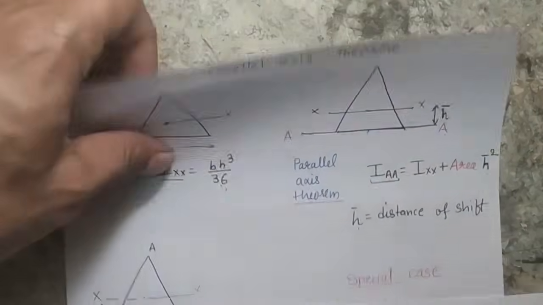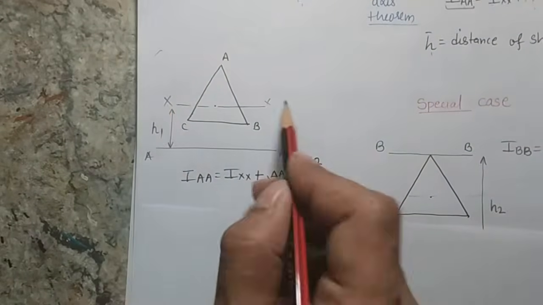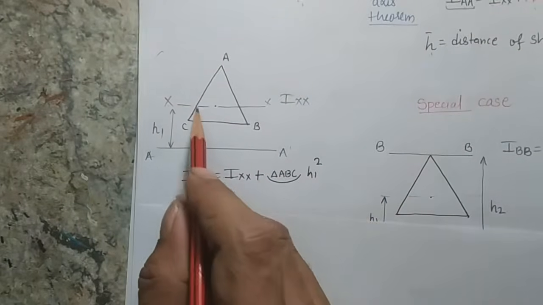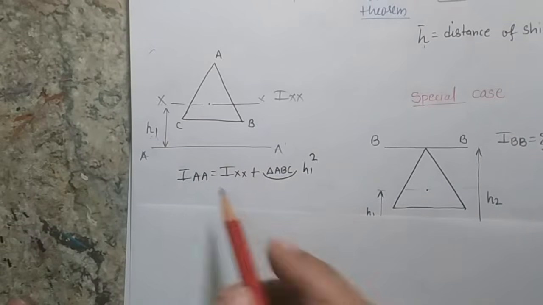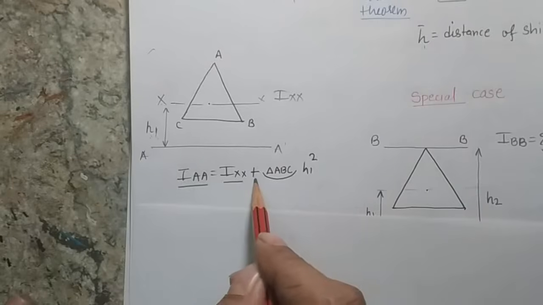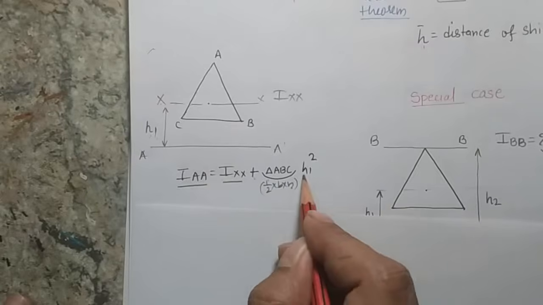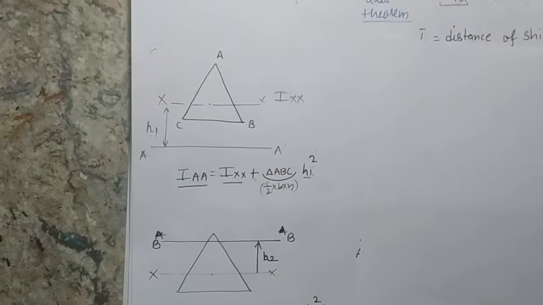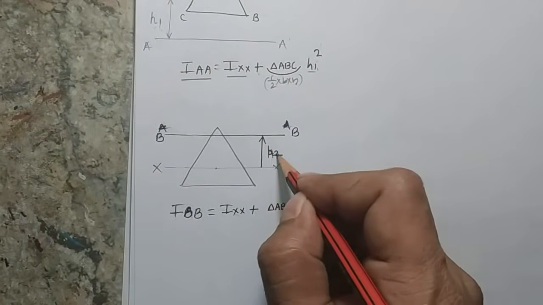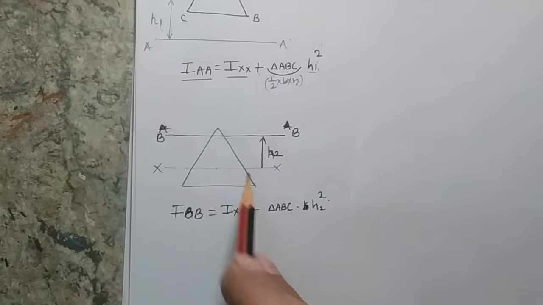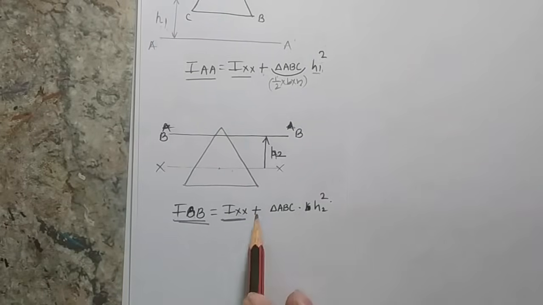So in my case, suppose I have a triangle ABC, and I know the Ixx value and I want to find the moment of area about an axis which is h1 away from this and parallel to this. The formula will be IAA equals Ixx plus area of the triangle, which is 1 by 2 into b into h, into h1 square. Suppose I want to find the moment of area about another axis which is on the other side and a distance h2 away from this axis xx. So the formula will say that IBB, this axis being my BB axis, will be Ixx plus area of the triangle into h2 square.